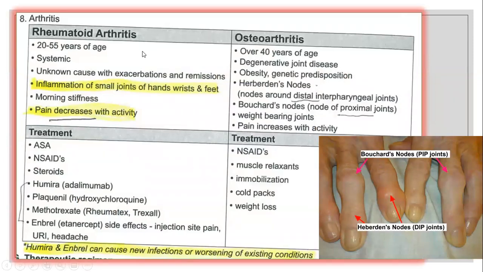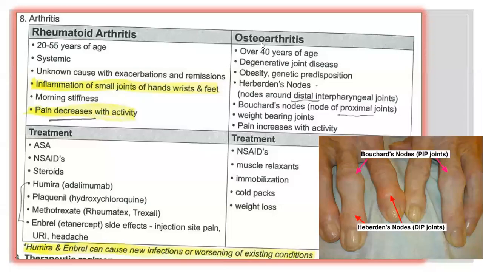Here we can see the compare and contrast between osteoarthritis and rheumatoid arthritis. As I told you before, osteoarthritis is the inflammation of one or more joints in the body. But rheumatoid arthritis is a chronic inflammatory disease that affects the joints. The result is painful joints, swelling, and stiffness in the joints. What else? Osteoarthritis is more common over 40 years of age. It is a degenerative joint disease.